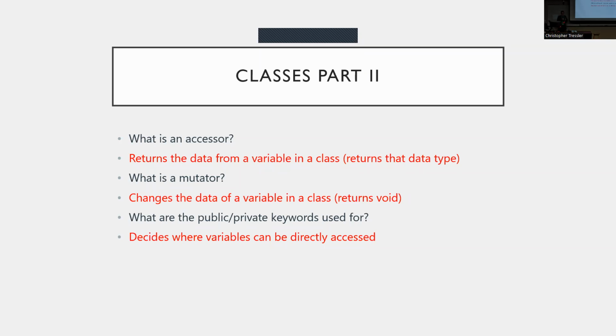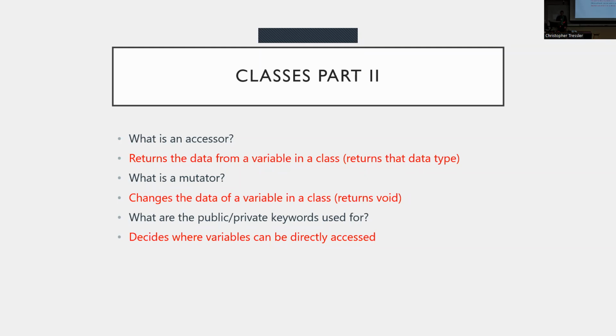A mutator, on the other hand, it's not trying to get you any data. It's trying to change a piece of data. So once again, let's say you're trying to change a name. You're not going to return anything because you're not trying to access that data. You're not trying to read it. You're just trying to change it to something else. So that's why you return a void data type.